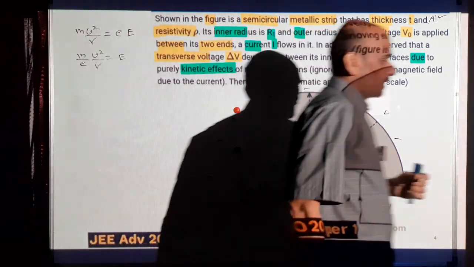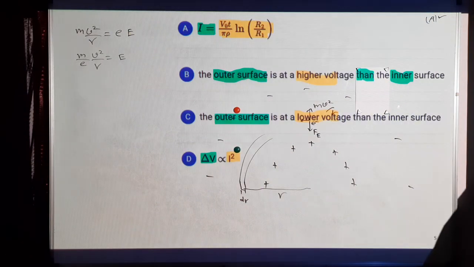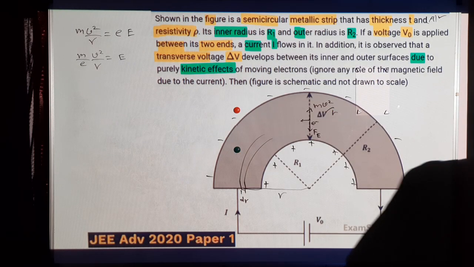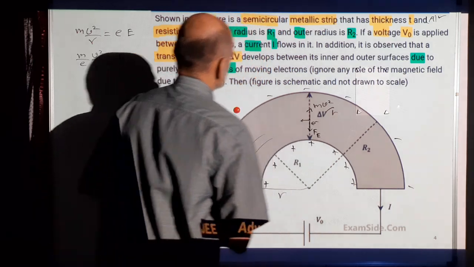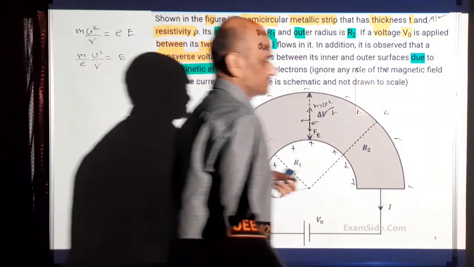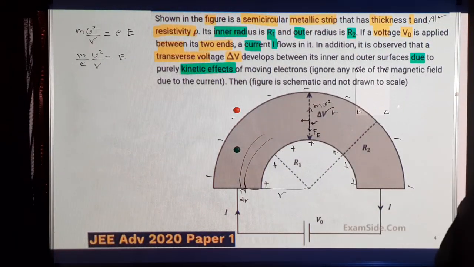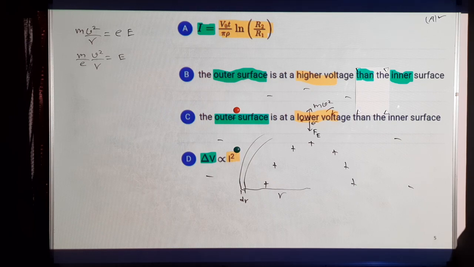So option B says the outer surface is at higher voltage. So the positive plate is at higher potential. So the outer surface is at a lower voltage. So option C is true, B is false.